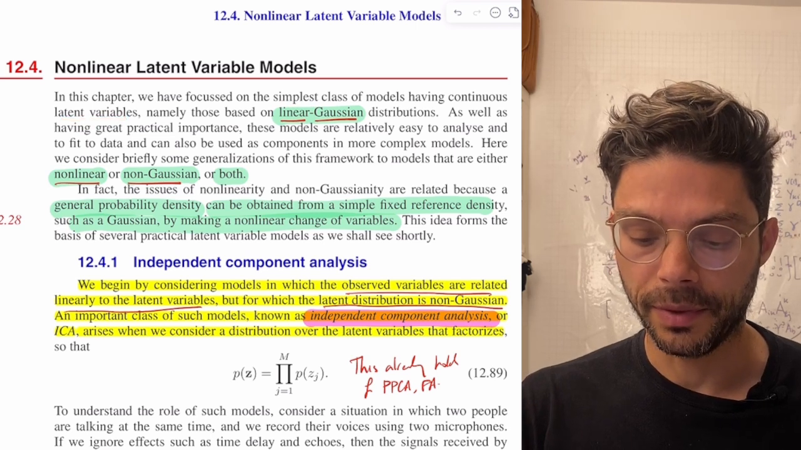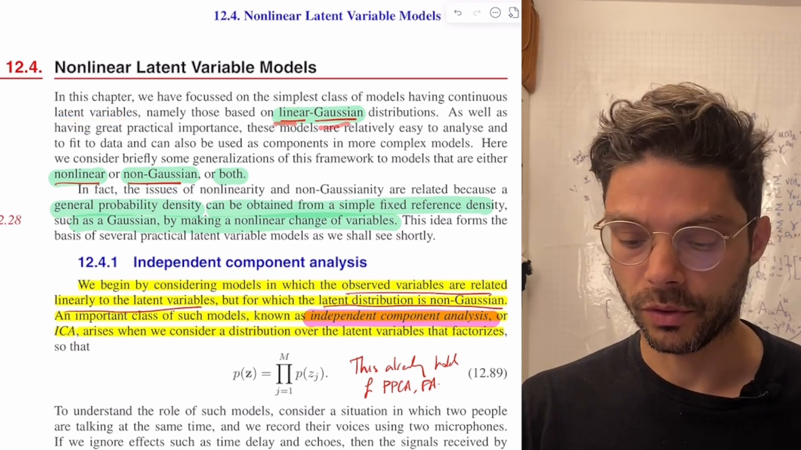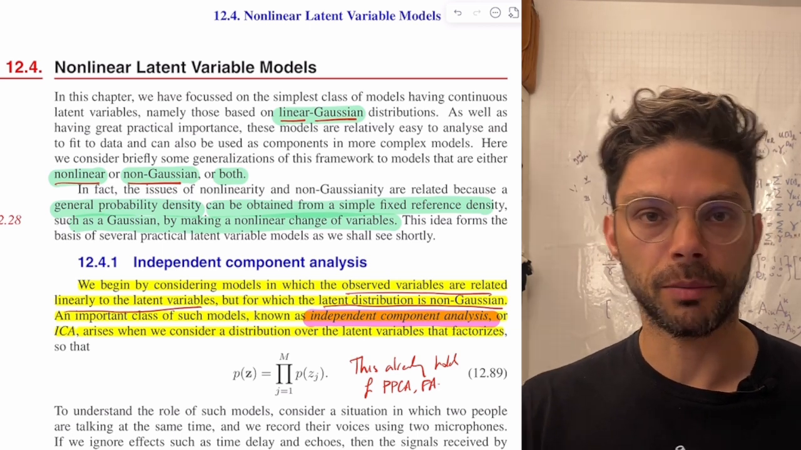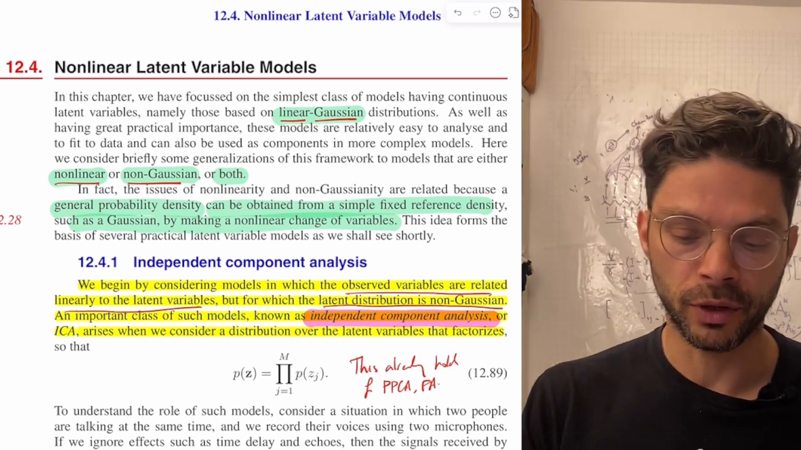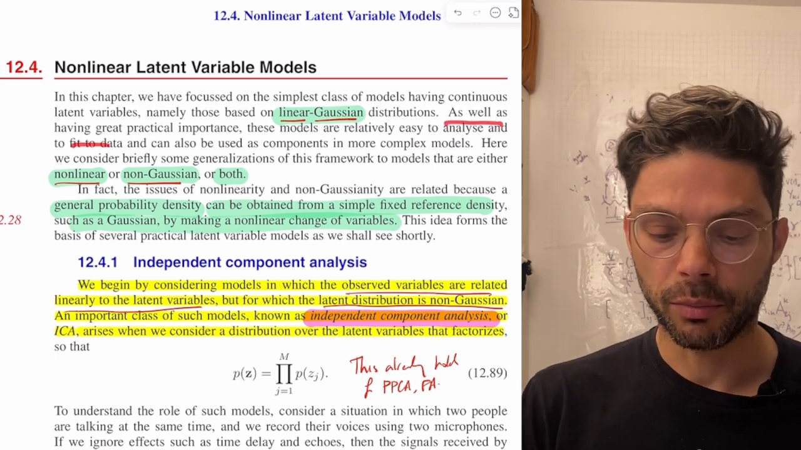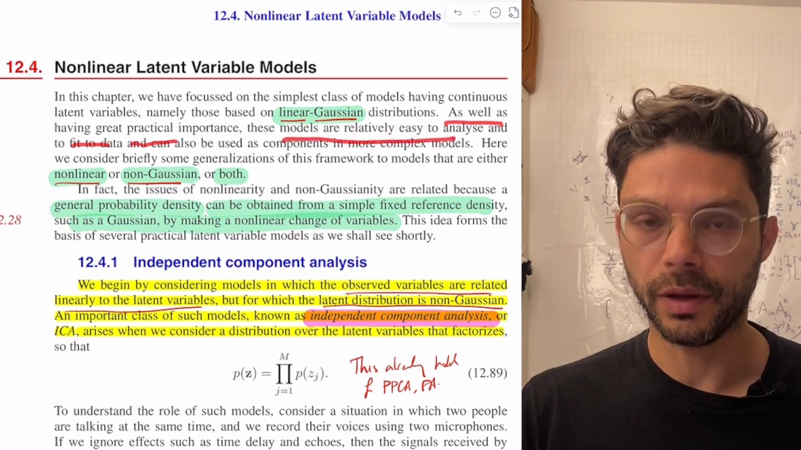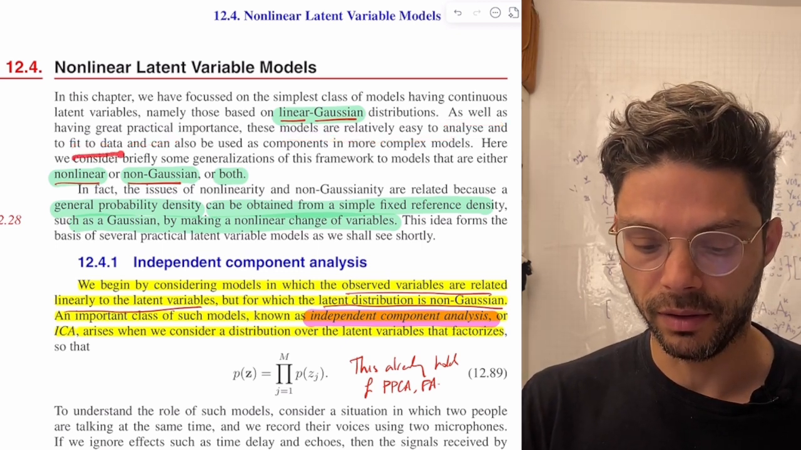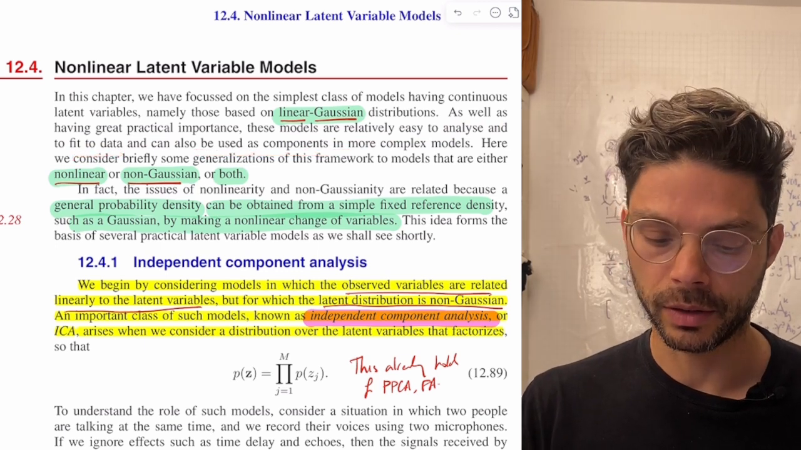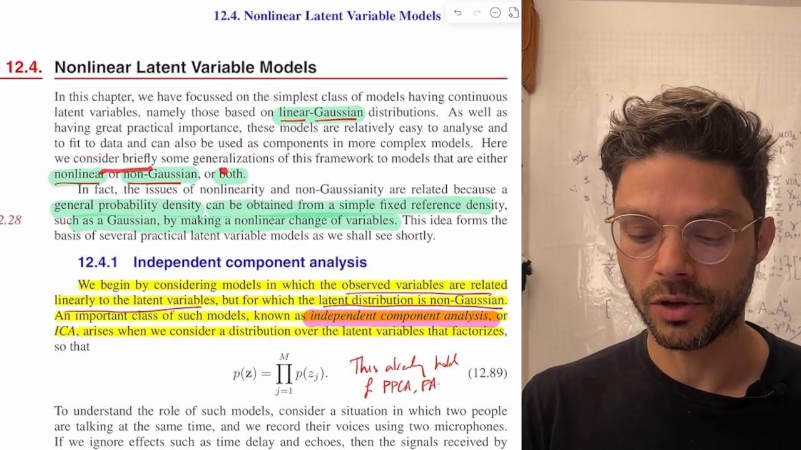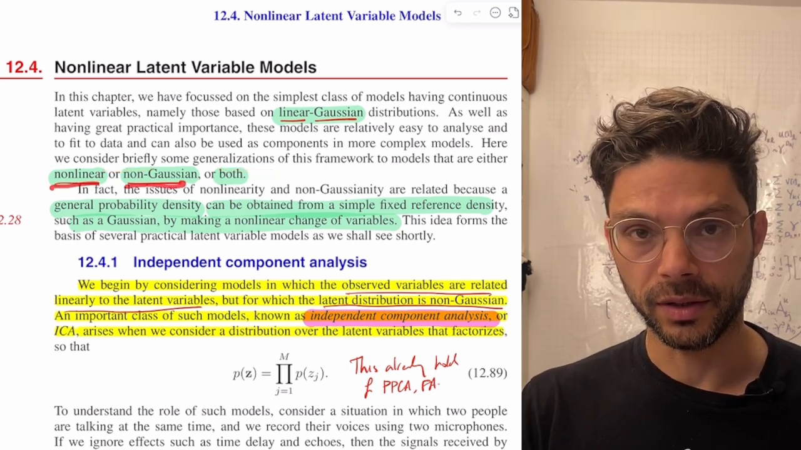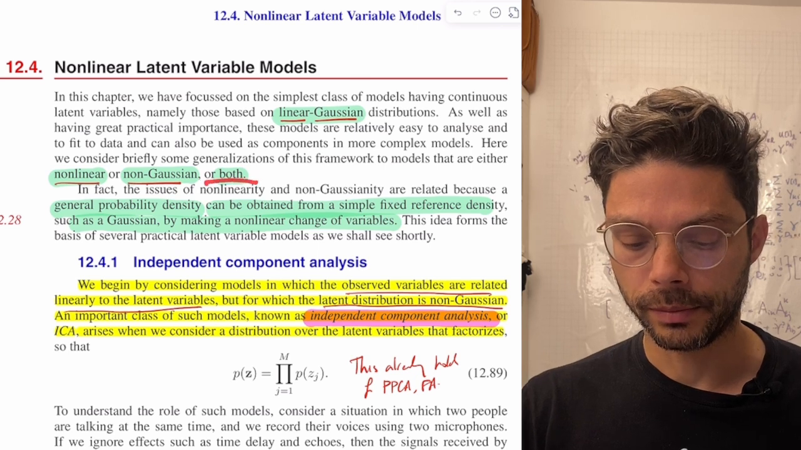So he says, in this chapter, we have focused on the simplest class of models having continuous latent variables, namely those based on linear Gaussian distributions. So we had Gaussian priors, Gaussian likelihoods, and linear projections from the latent variables to the observations. As well as having great practical importance, these models are relatively easy to analyze, as we saw, and to fit to data, and can also be used as components in more complex models. But here we consider briefly some generalizations of this framework to models that are either nonlinear or non-Gaussian, or both.